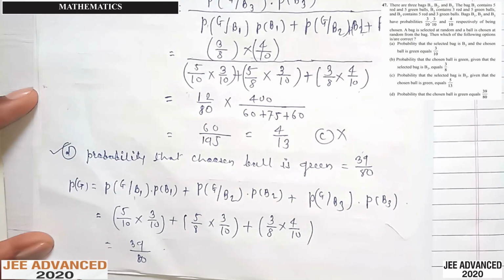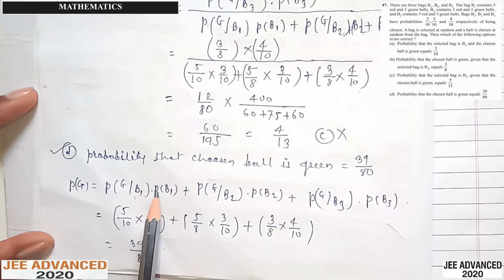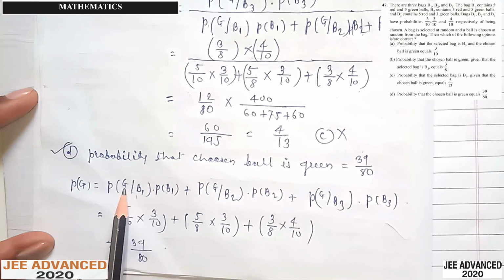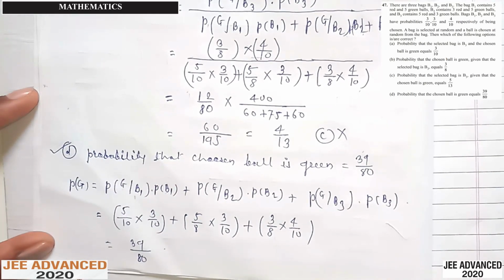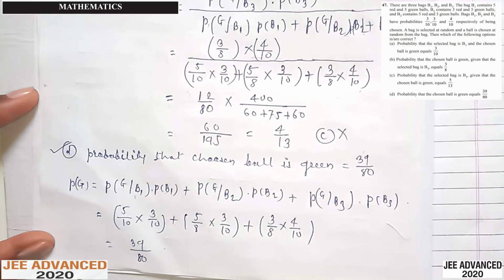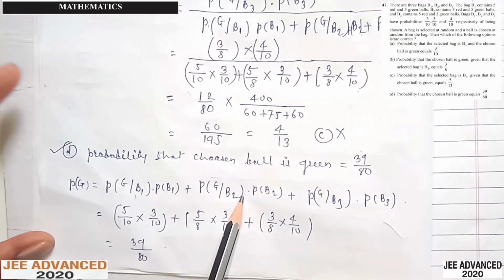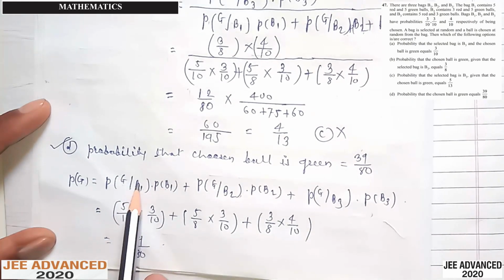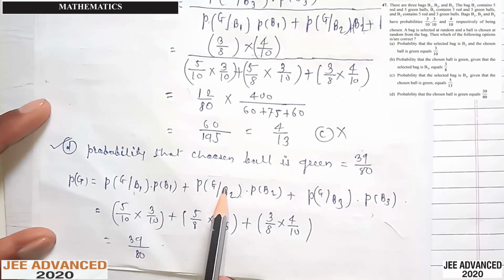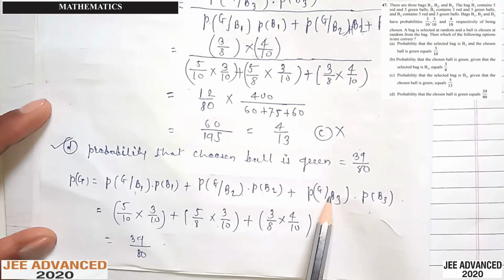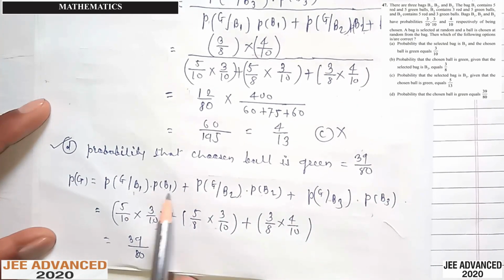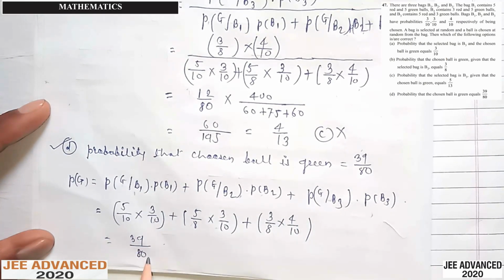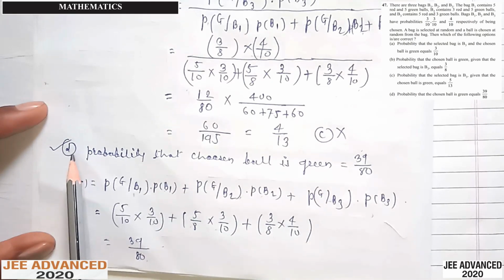So for bag B1 it can be written as the probability of a green ball given B1 into B1. This is for bag B1 only, but remember, we have green balls in every bag B1, B2, B3. So similarly, you have to apply it for B2 and B3. Put these values: the probability of a green ball given B1, probability of B1, green ball given B2, probability of B2, green ball given B3, probability of B3, and add all of them. Once you add all this, you will get 39 by 80, which is our option D, which is correct.